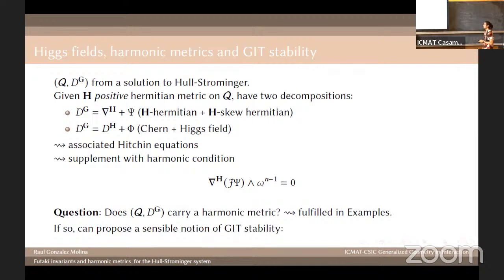So if I have a solution to the Hull-Strominger system and consider the associated holomorphic current algebra, does it always carry a harmonic metric? We still don't know. This is an open question, but on some examples we have found it just does, and it just does by a very easy argument which has to do with flipping the sign of a term in G just to make it positive. Theoretically, we still don't know if such a holomorphic current algebra always carries a harmonic metric.